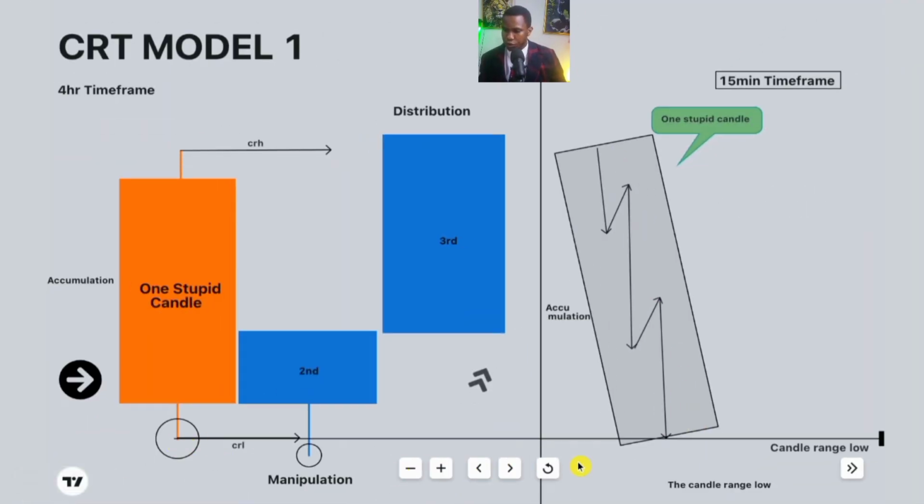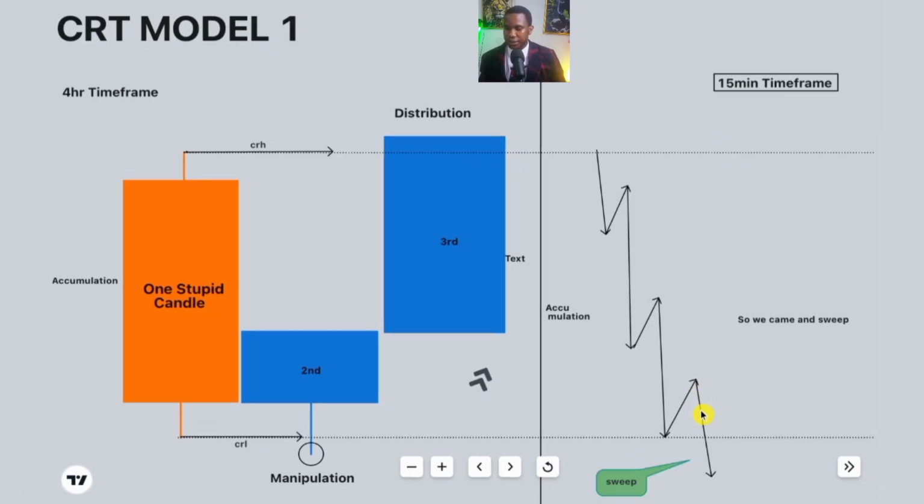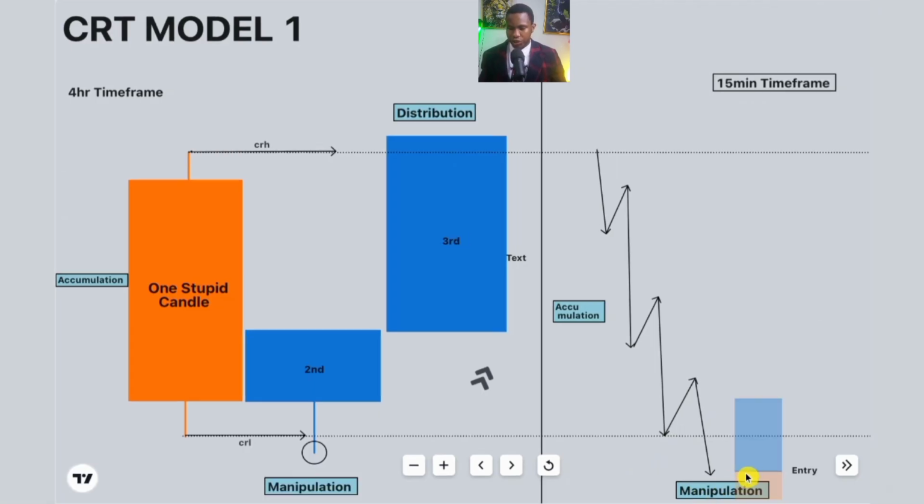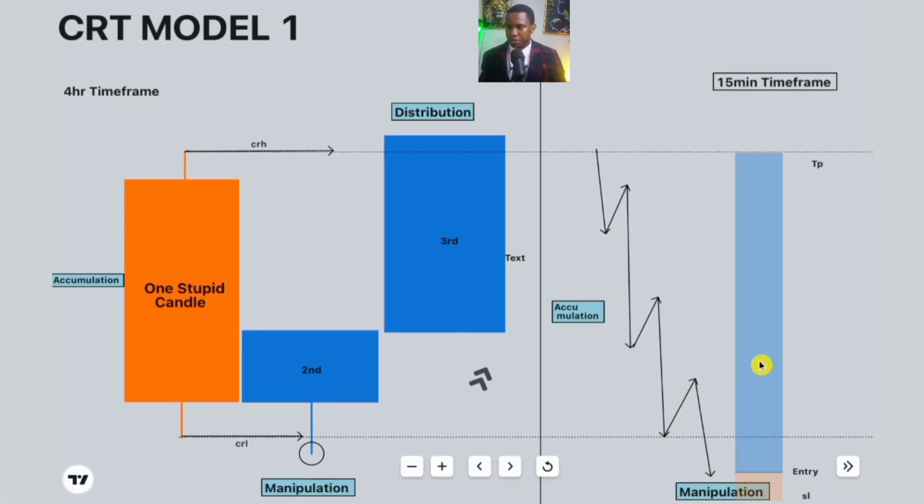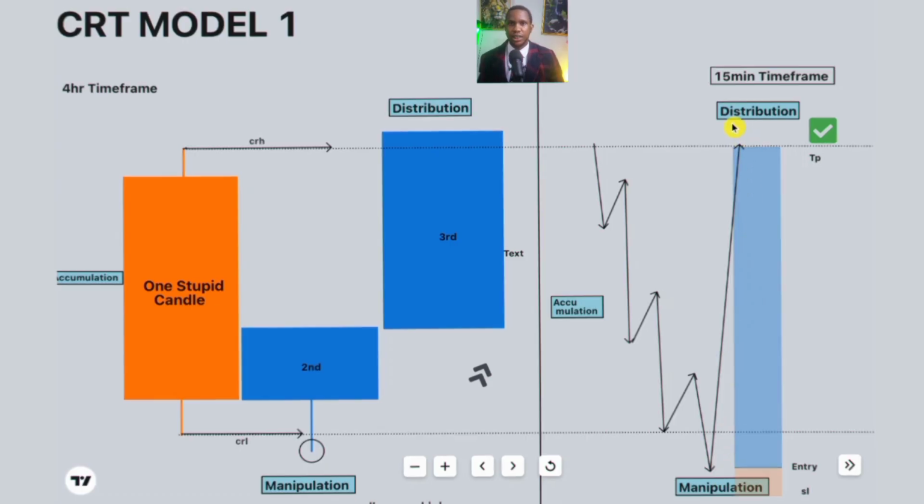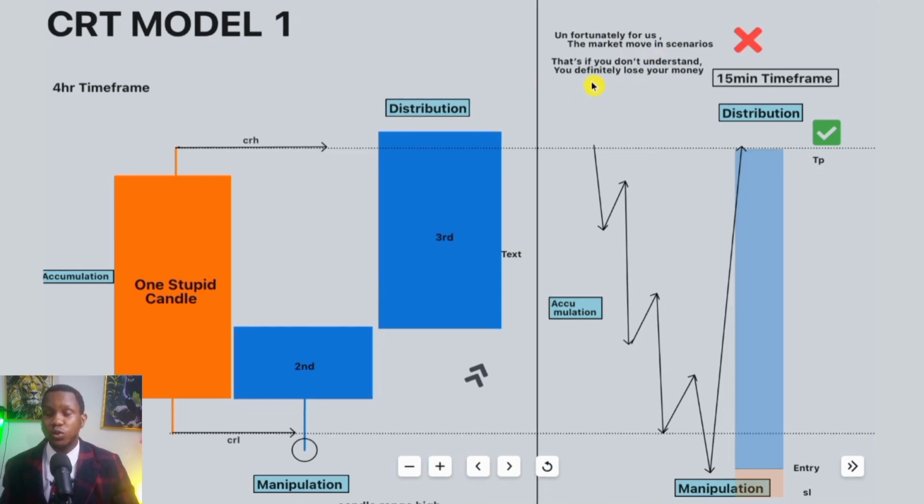This is our candle range low and this is our candle range high. When we came and swept our candle range low, we call it a manipulation. We make our entry up close and we target this candle range high as our TP. The third candle will be the one to distribute to the upside, traders. Well, unfortunately for us, the markets move in scenarios. If you don't understand this, you will definitely lose your money in the markets.